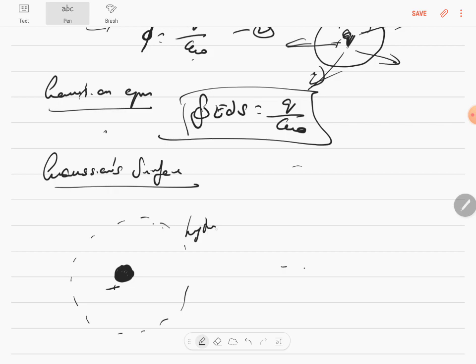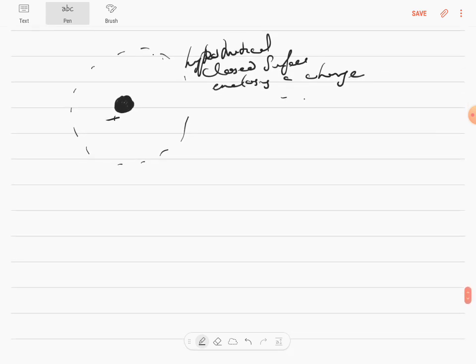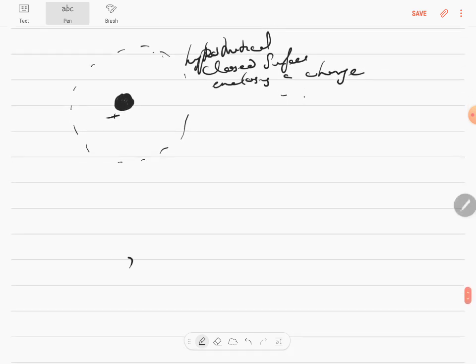So a hypothetical closed surface, or an imaginary closed surface enclosing a charge, is what is called a Gaussian surface. Different charged bodies can produce different Gaussian surfaces. A spherical charged body can produce a spherical Gaussian surface, correct? So then a point charge will produce a spherical Gaussian surface.